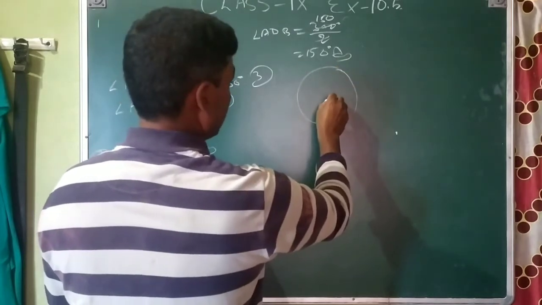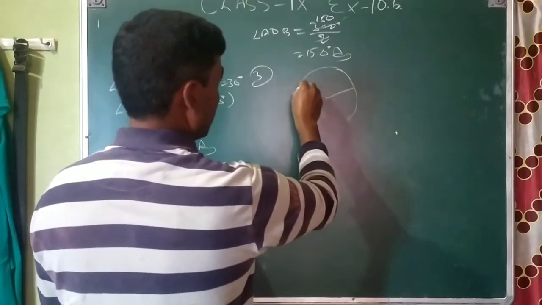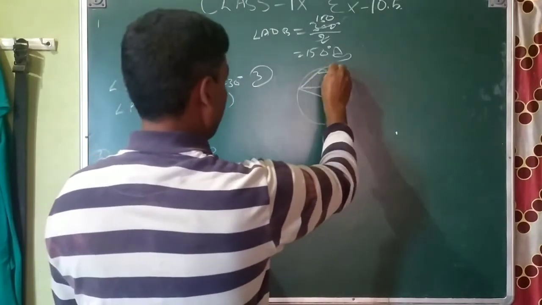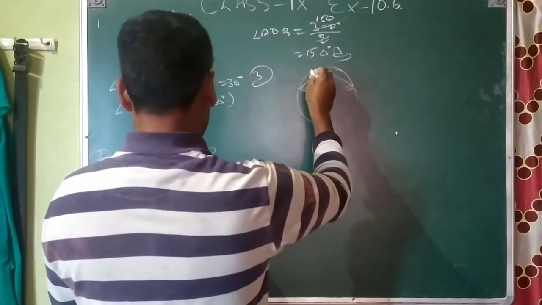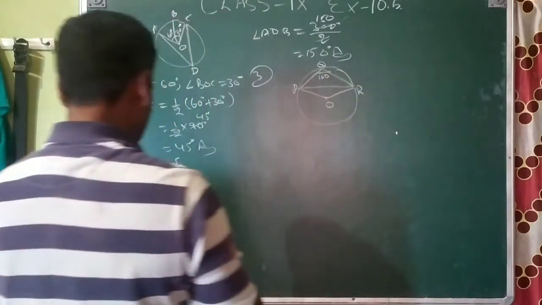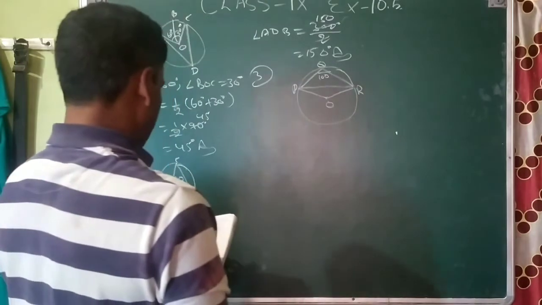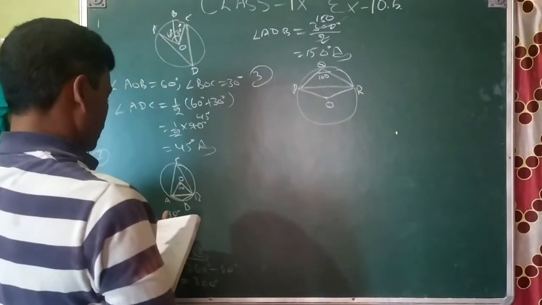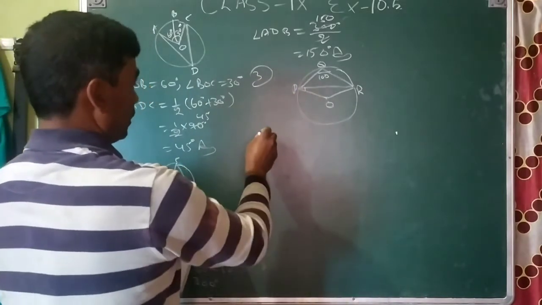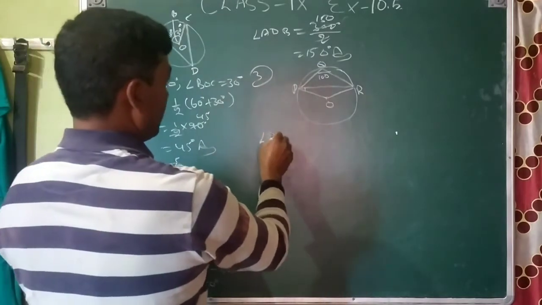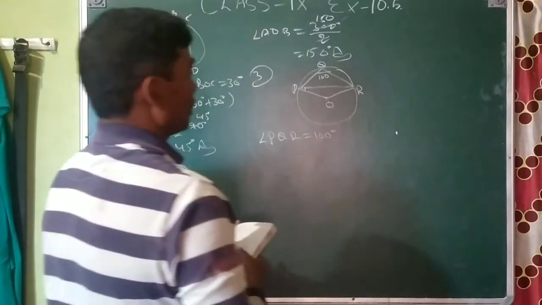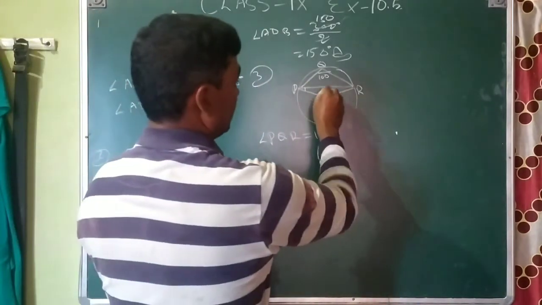That is the center, and then this is 100 degrees, P, Q, R, that is O, and then we need to find angle OPR. OPR means we need to find this angle. The given angle is angle PQR equal to 100 degrees. So we can find this angle by doubling.